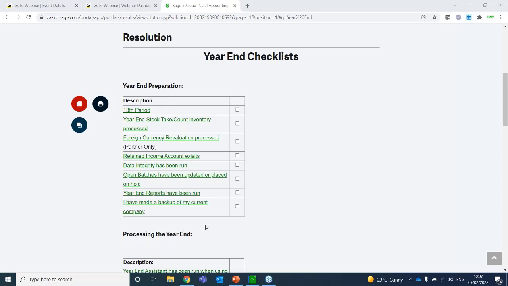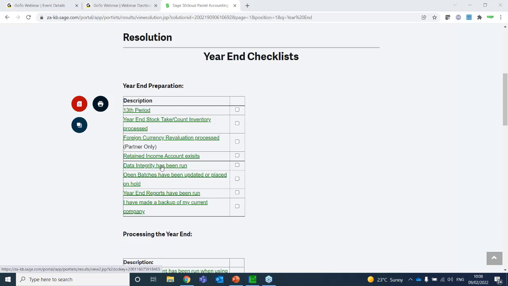But so guys, we will kind of be like, okay, maybe you should do this at this time, maybe you should do that at that time. But the truth is that there's certain things you have to do before you run the year end, whether you do them the day you run the year end, the day before, or a week before, it doesn't matter. They just need to be done. But there are things that I'm like, well, you can do this at any time of the year. And what I'm talking about is the 13th period and your data integrity.